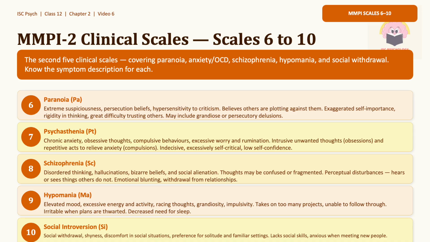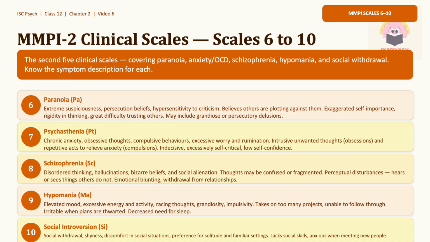Scale 9, Hypomania, denoted by MA. Hypomania refers to the state of elevated mood, increased energy, and accelerated activity that is less severe than a full-blown mania, but still significantly departing from normal functioning. A person scoring highly tends to be highly energetic, restless, and overactive. They have racing thoughts and flight of ideas, and also may be irritable if their plans are disrupted. They tend to be impulsive, grandiose, and overconfident.